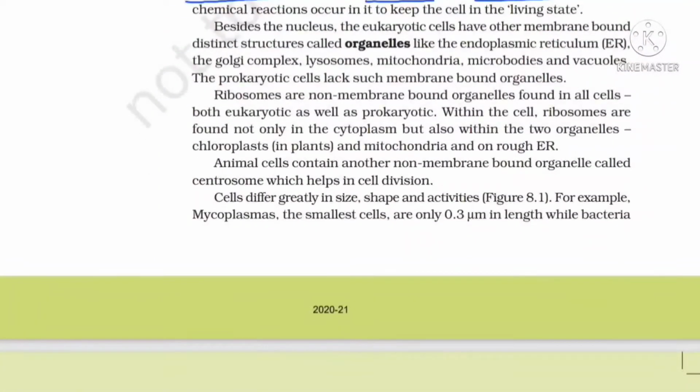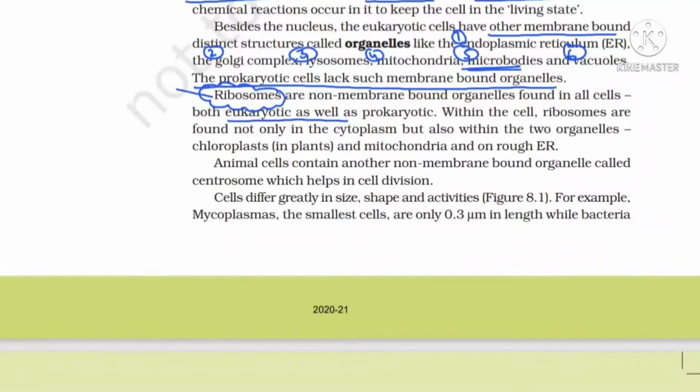Other organelles are membrane bound. Membrane bound organelles are the ER, Golgi, lysosomes, mitochondria, microbodies, and vacuoles. Prokaryotic cells, you know very well, don't have membrane bound organelles. Ribosome is membraneless. It is a non-membrane bound organelle found in both prokaryotes and eukaryotes. In prokaryotes, it is the 70S ribosome, and in eukaryotes, it is the 80S ribosome.